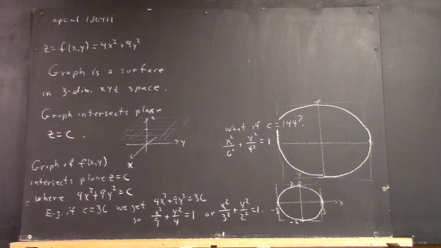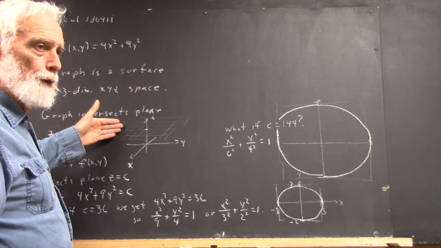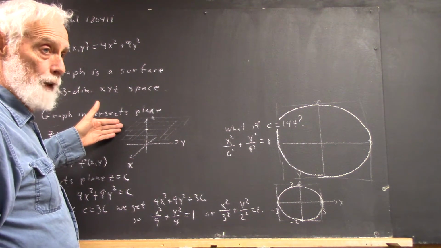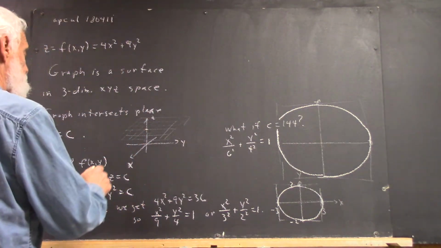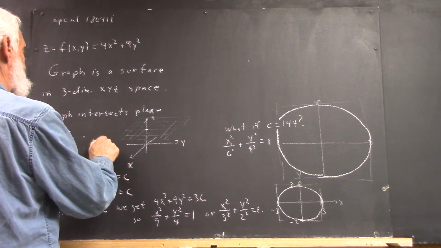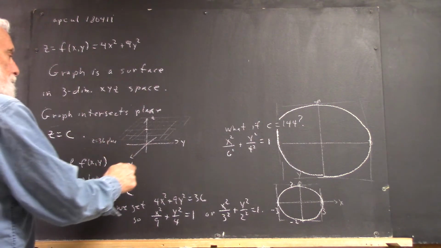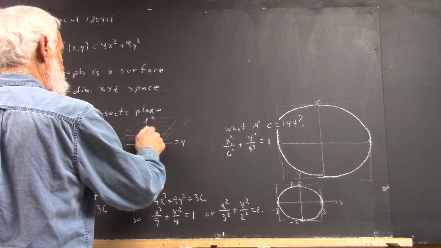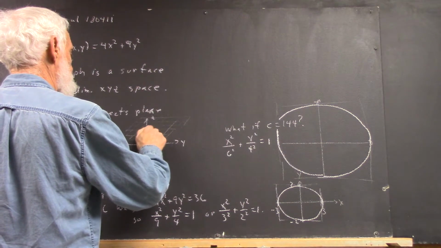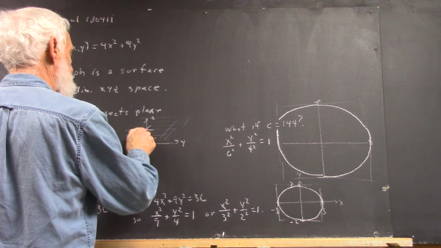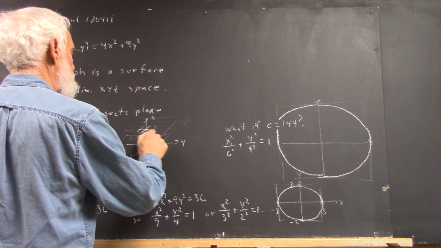Now, what does that tell us about the graph of our function in 3 dimensions? Well, if this is 36, okay, so let's just say this is the z equals 36 plane. And let's just say the ellipse then is this big in this direction, this big in this direction. Okay, so the ellipse is going to be within a rectangle here.